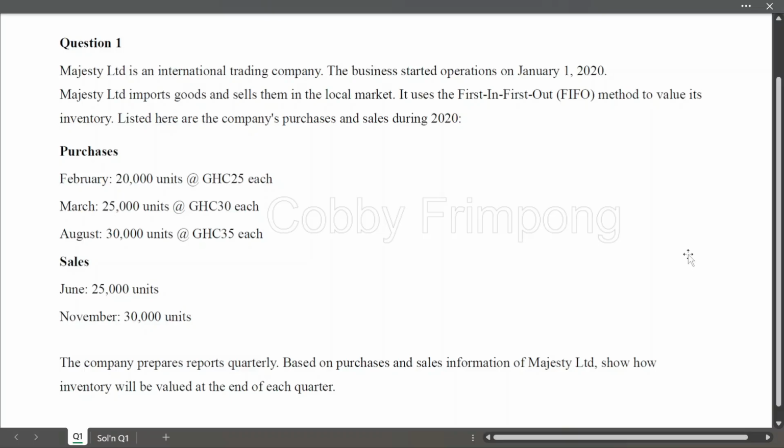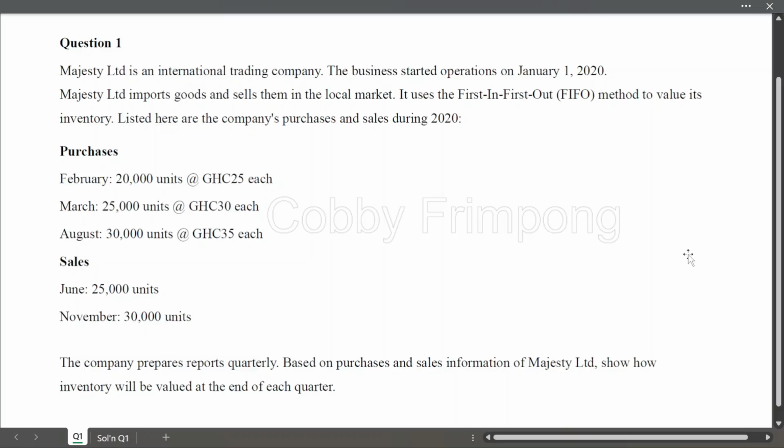With this question, we are going to learn how to calculate the cost of sales using the first in, first out method, and also determine the closing inventory at the end of each quarter. We've already been told that the business uses the first in, first out method. How does it work? This method assumes that the inventory you bought first is what you sell first. So first in, first out. What comes in first goes out first.